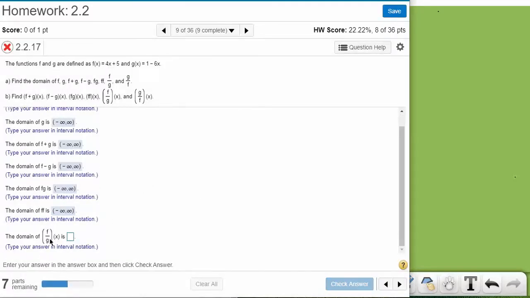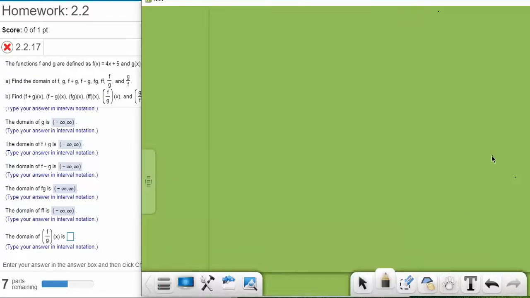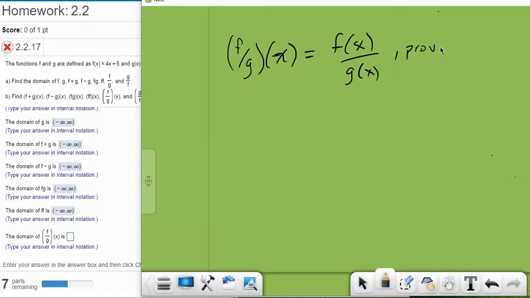F divided by g. Okay, so now we have to remember that it's going to be the overlap of the two, the intersection of the two, plus anything that makes the bottom function equal to 0. We gotta throw that one out. So the definition's this, provided g of x is not 0. So we have this extra restriction to worry about.